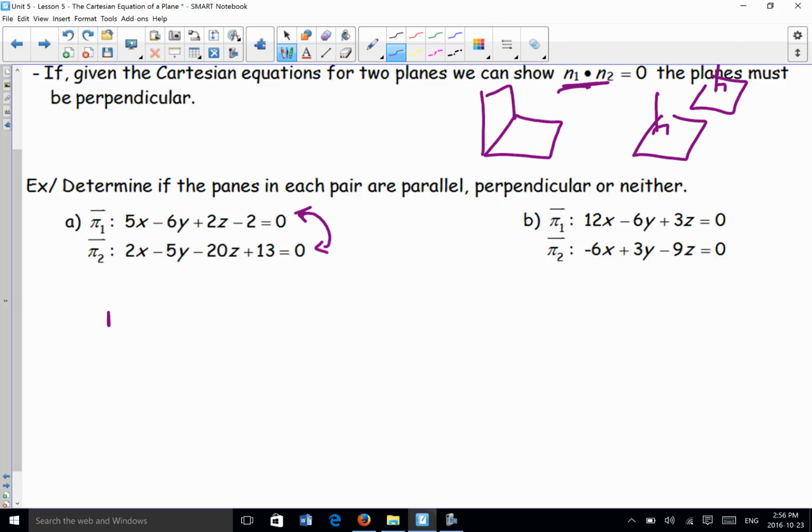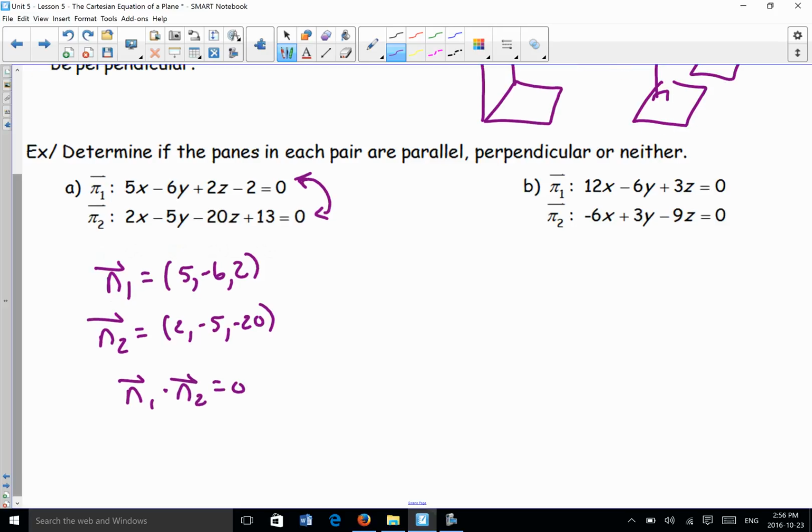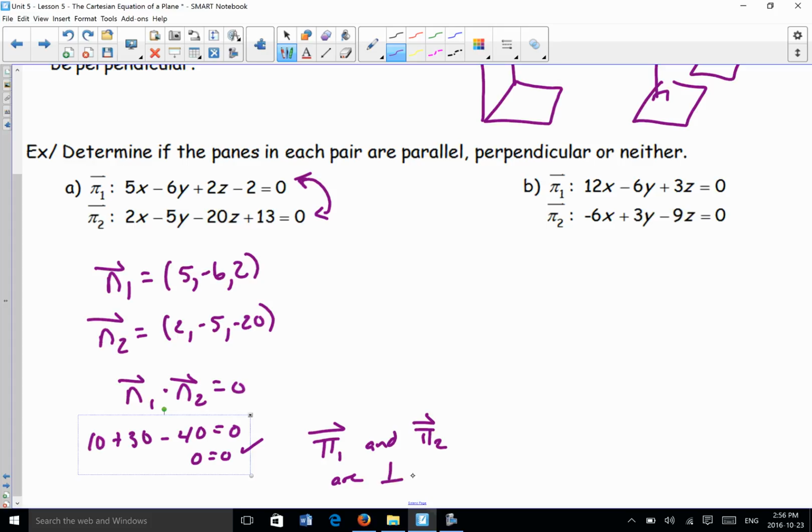So the next thing I do is I check out my normal 1, which is 5, negative 6, and 2, and my normal 2, which is 2, negative 5, and negative 20. And I ask myself, are these perpendicular? If they are, I'll come out to 0. So let's check it. 5 times 2 is 10. 6 times negative 6 and negative 5 is 30. And 2 and negative 20 makes negative 40. And on the left side, I get 0. And it is 0. So that tells me that plane 1 and plane 2 are perpendicular, because the dot product of their normals came out to 0.